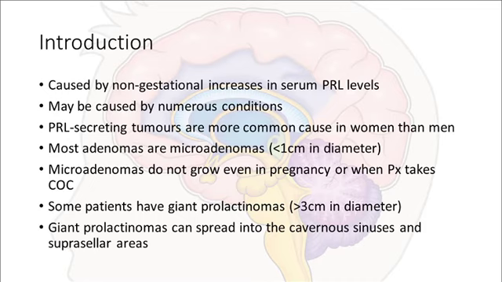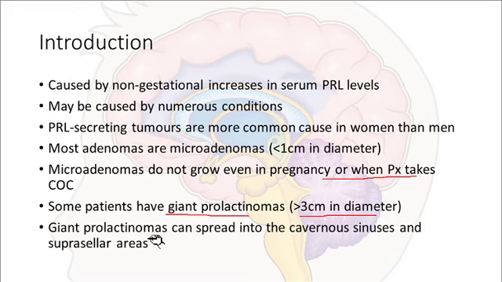Prolactin secreting tumors are by and far the most common cause in women when compared to men. Most of these tumors or adenomas are microadenomas. They're less than 1 centimeter in diameter. Some may be more than 1 centimeter in diameter and are classified as macroadenomas. Microadenomas do not grow in pregnancy or when a patient takes the combined oral contraceptive. Some patients may have giant prolactinomas, which are more than 3 centimeters in diameter.